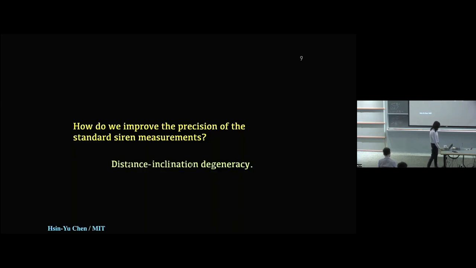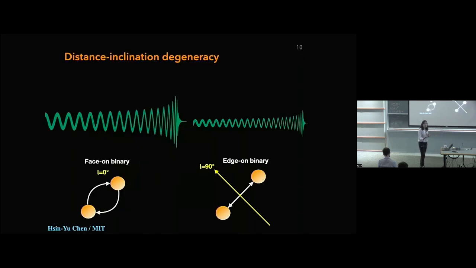That actually turns out to be because of the so-called distance-inclination degeneracy. So what is this degeneracy? For a given binary, the gravitational emission is strongest along its rotational axis. So you can imagine a binary with its rotational axis parallel to your line of sight. That's the so-called face-on binary, as you see on the left-hand side. Compare the gravitational signal you receive from the face-on binary to an edge-on binary, which means its rotational axis is perpendicular to your line of sight. If everything else is the same, you would expect the signal from a face-on binary to be stronger compared to an edge-on binary.